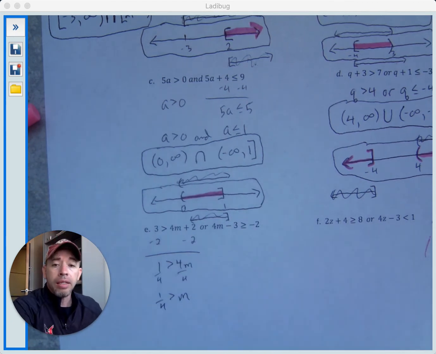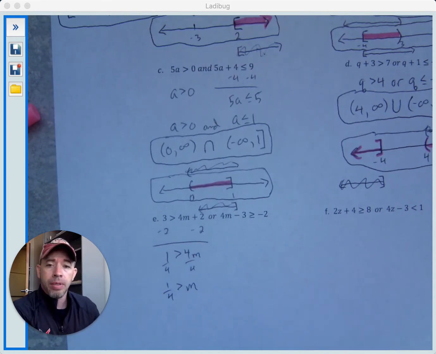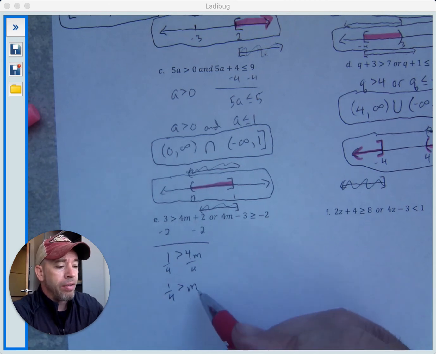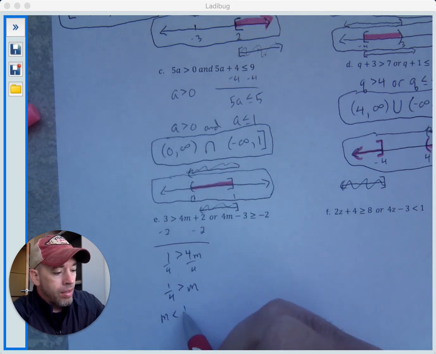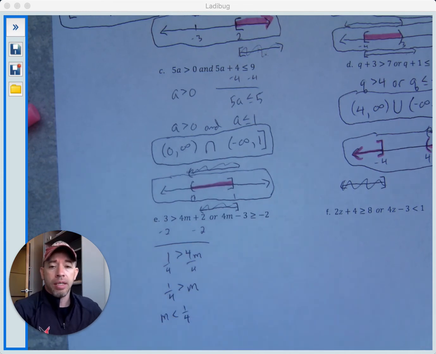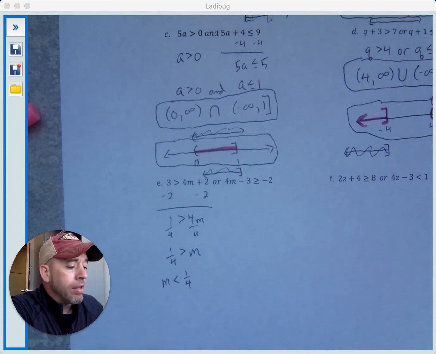Now, if I don't like the variable on the right, I can just flip everything, right? Read right to left. m is less than 1/4, and I'll write that down. That way I have my variable on the left, and it will make more sense to me when I'm trying to graph things, I think.